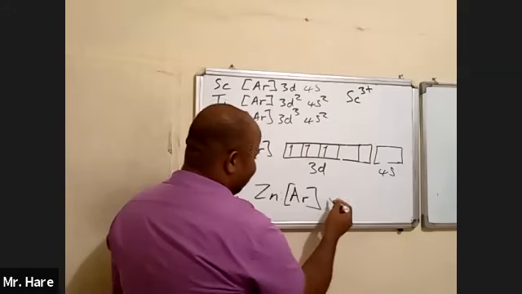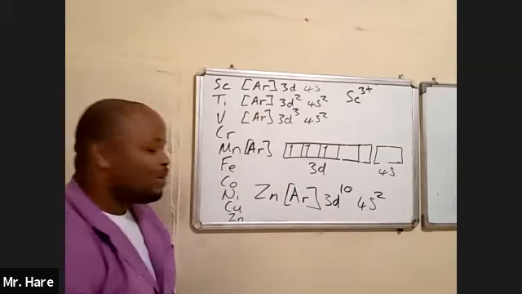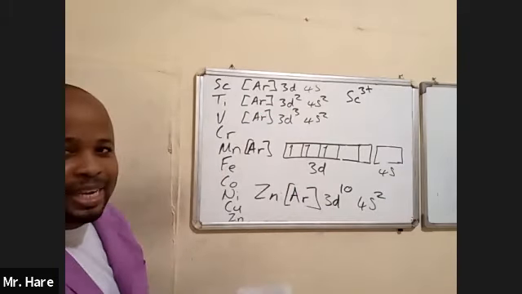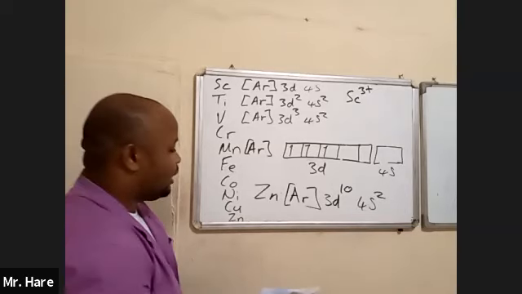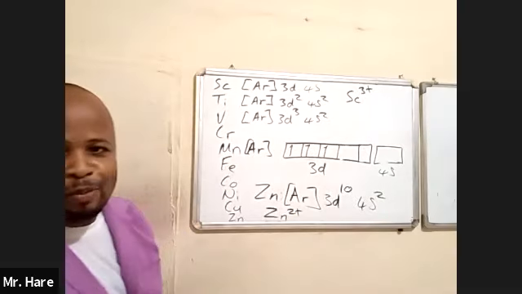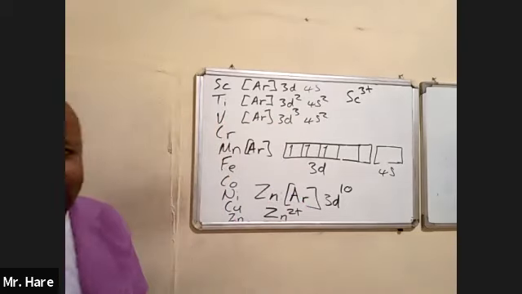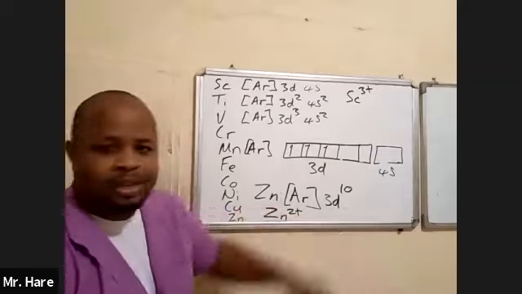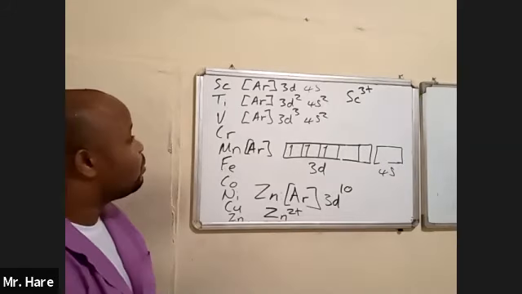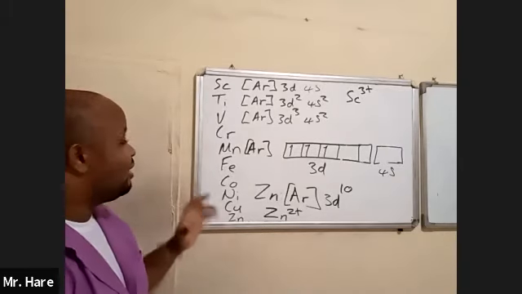So it's argon 3d10 4s2. So when zinc forms an ion, it is forming the 2+ ion, Zn2+. When it forms Zn2+, it loses the 4s2 electrons. So is it partially filled? No, sir, fully. Exactly. So that is why scandium and zinc are not transition metals.